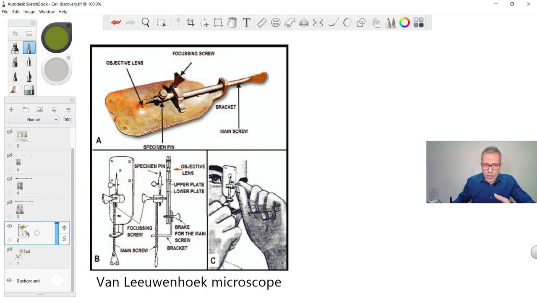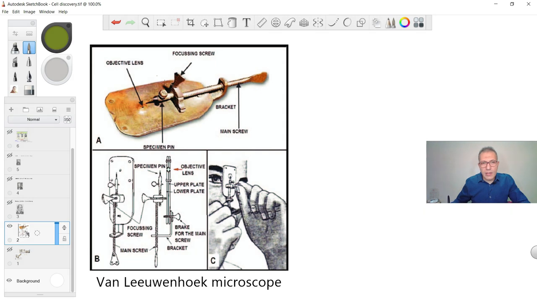In those days he used 1 drop of blood, 1 drop of water, 1 drop of pond water, or urine or saliva or all these liquids. He could see very tiny creatures jumping everywhere within the water drop, and he opened the door for the discovery of microorganisms.